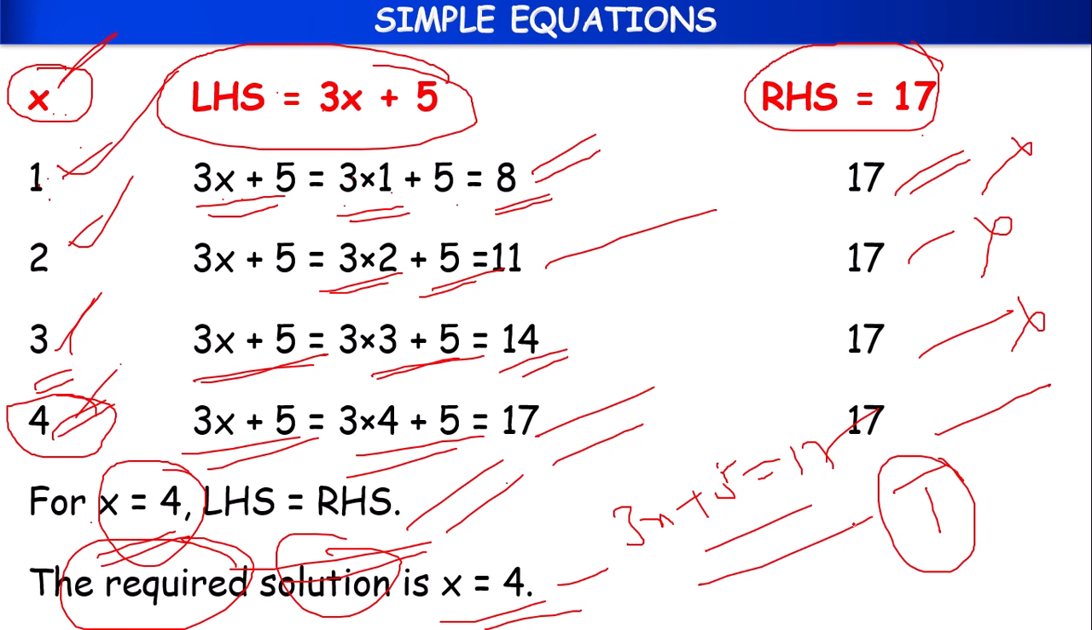Like that, by substituting different values, if we finally come to one solution, that is called the trial and error method.